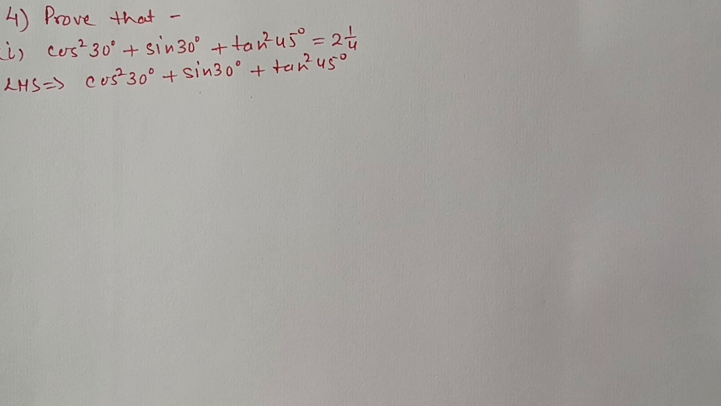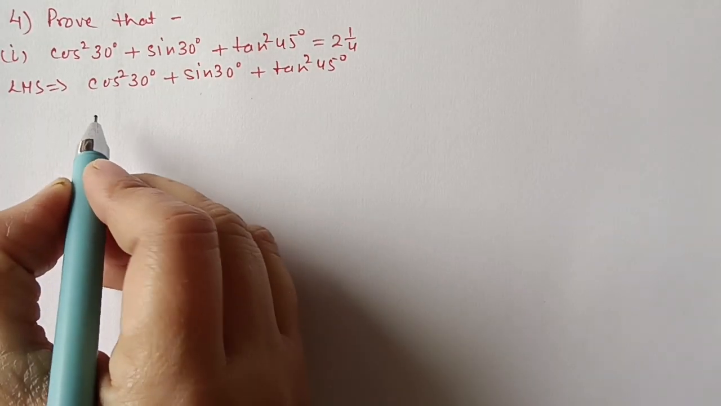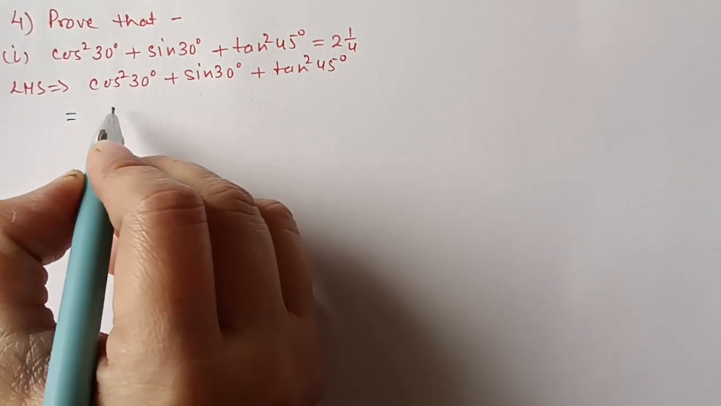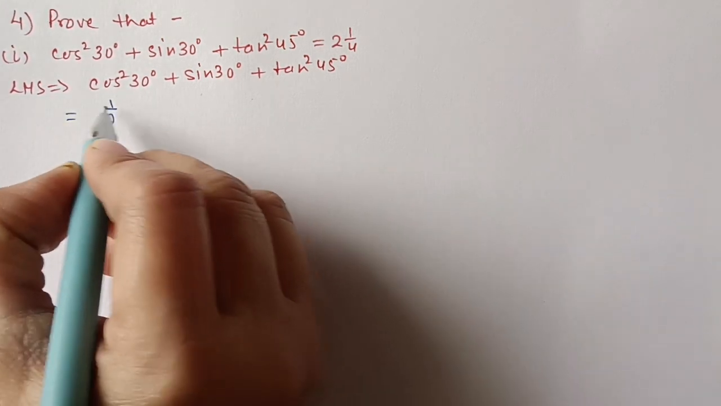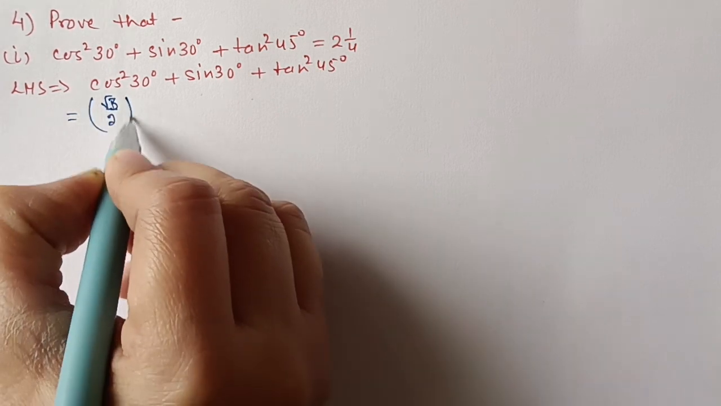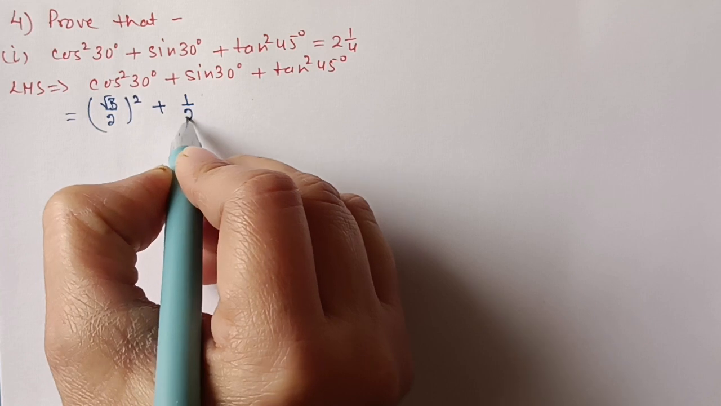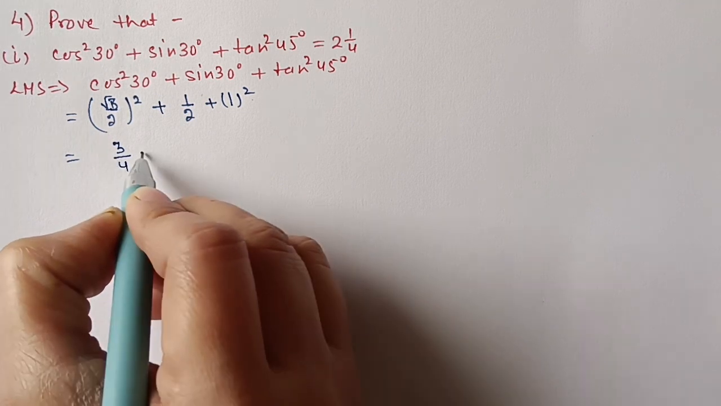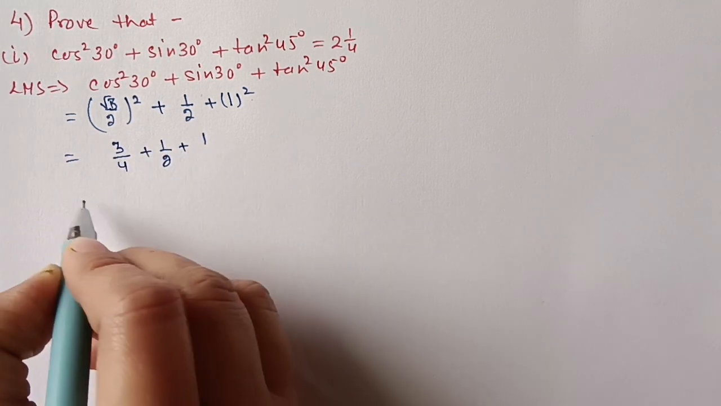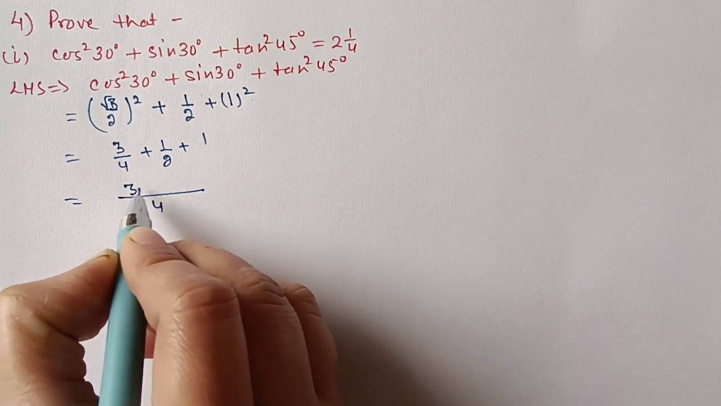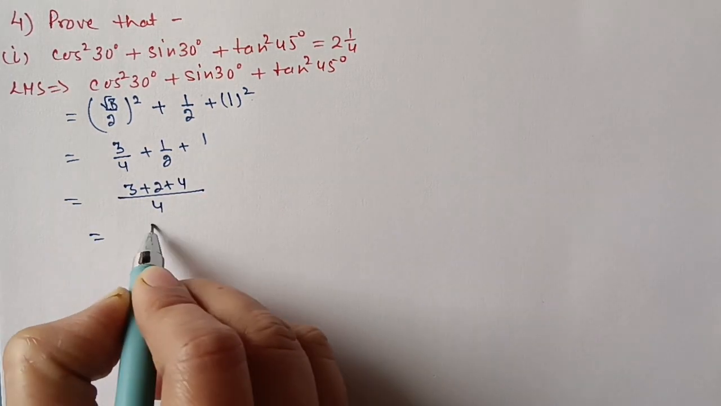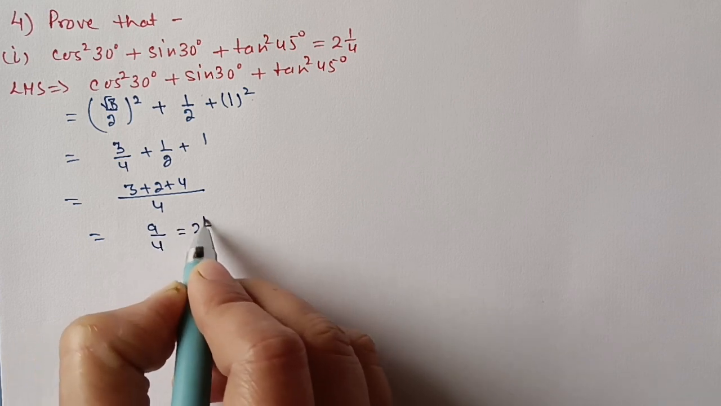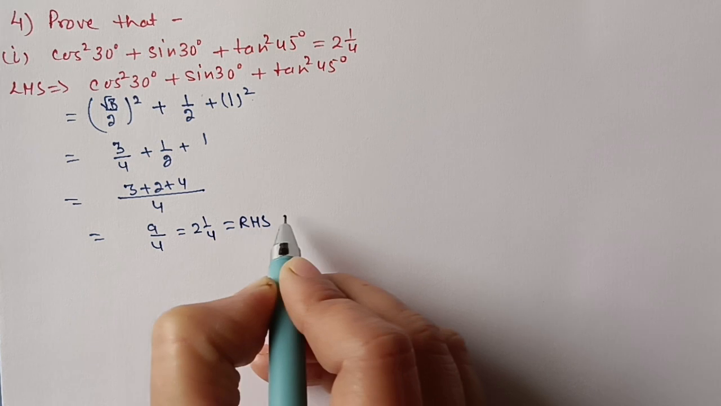Fourth question, first part. Prove that cos square 30 plus sin 30 plus tan square 45 is equal to 2 whole number 1 by 4. So I am taking the left side and substituting values here. Cos 30 is root 3 by 2, whole square. Sin 30 is 1 by 2 and tan 45 is 1. So here we'll get 3 by 4 plus 1 by 2 plus 1. Take LCM: 3 plus 2 plus 4, 9 by 4, which you can write as 2 whole number 1 by 4. So we got the right side, hence proved.